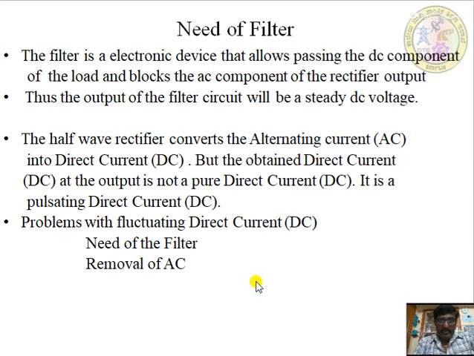The half wave rectifier converts alternating current AC into direct current DC, but the direct current obtained at the output is not a pure direct current, it is a pulsating direct current. So if you go for a half wave rectifier without a filter, the DC component we get is not of the purest form. The problem we face is the fluctuating DC current, so we require the filter to remove all of the AC component, the extra activity that will be there.